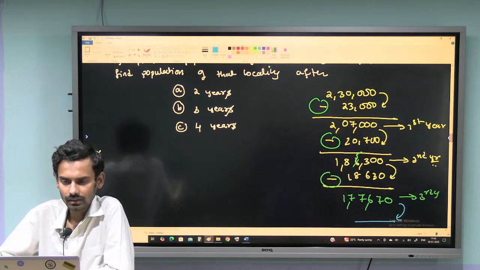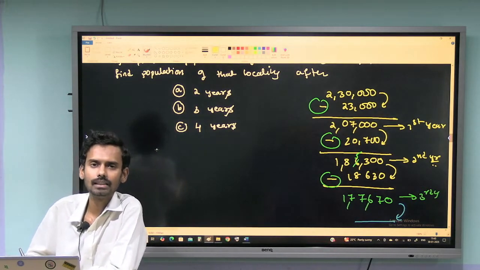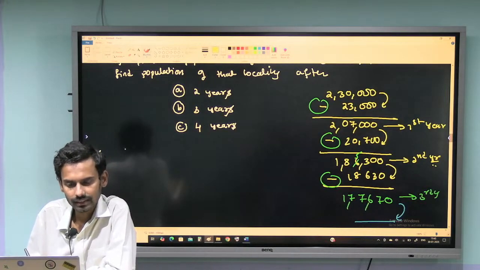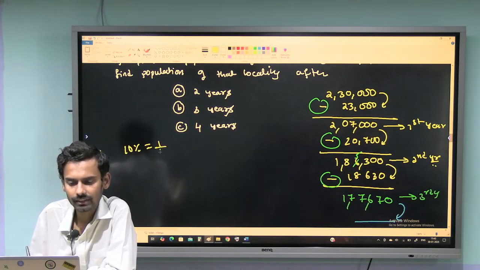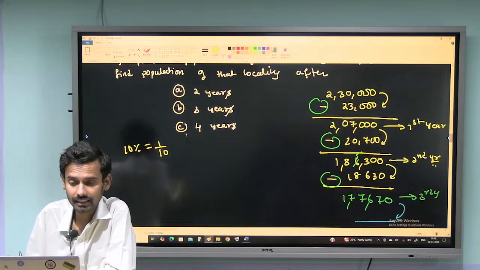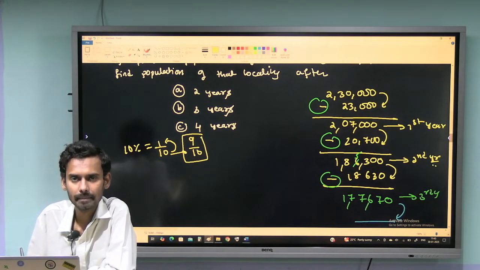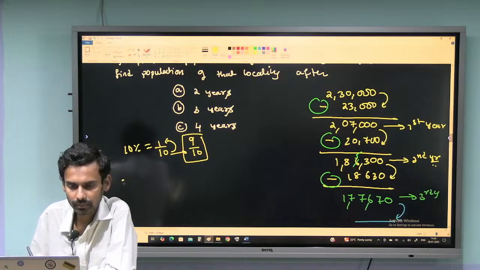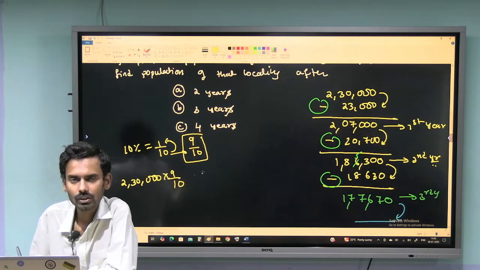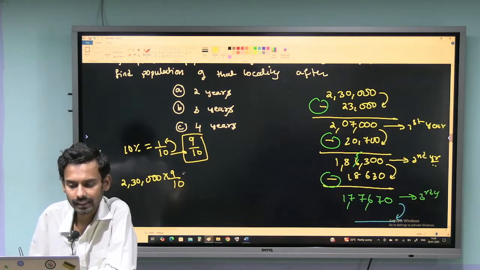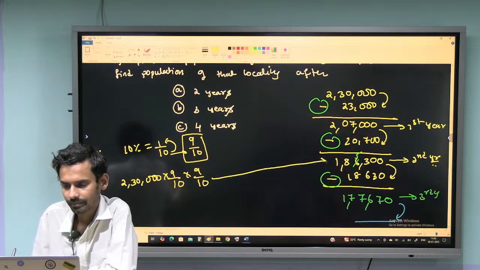In other words, if I want to apply the concept of multiplication factor, same 10%, 10% value is 1 by 10. Now it is decreased. So 10 is decreased by 1, so it will become 9, and write the denominator as it is. So your multiplication factor will be 9 by 10. So population after 1 year will be 2,30,000 into 9 by 10. For 2 years it will be into 9 by 10 into 9 by 10. If you do this, you will be getting the same answer.